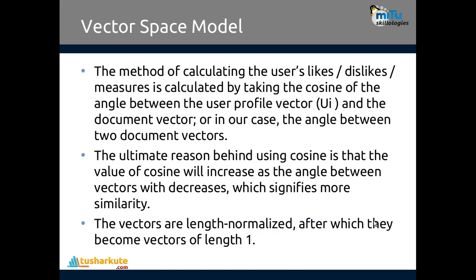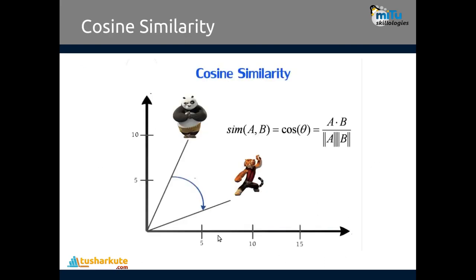The method of calculating a user's like or dislike measure is to take the cosine of the angle between the user's profile vector and the document vector, or in our case, the angle between two document vectors. The ultimate reason behind using cosine is that the value of cosine increases as the angle between the vectors decreases, which signifies more similarity. The vectors are length normalized, after which they become vectors of length 1. That's how cosine similarity is calculated between two documents.